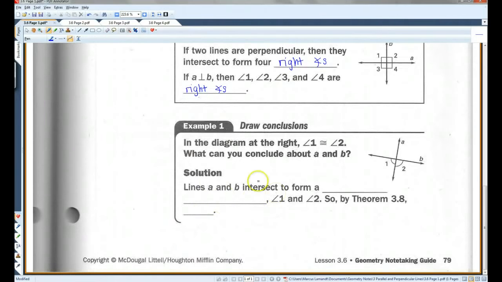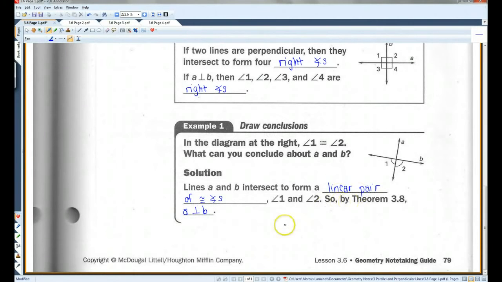Okay, for example, example 1. In the diagram at the right, angle 1 is congruent to angle 2. What can you conclude about A and B? Lines A and B intersect to form a linear pair of congruent angles, angle 1 and angle 2. So by Theorem 3.8, A is perpendicular to B.